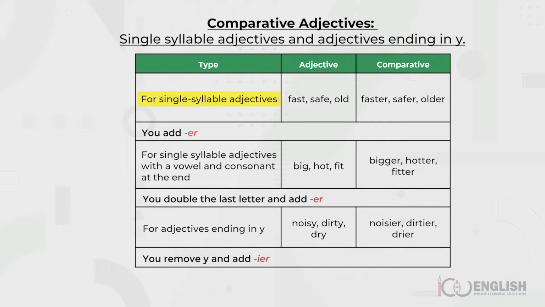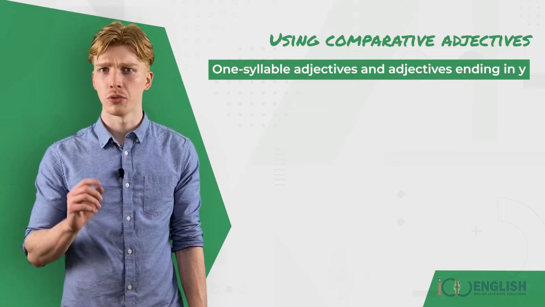For single-syllable adjectives, you add ER. For single-syllable adjectives with a vowel and a consonant at the end, you double the last letter and add ER. For adjectives ending in Y, you remove Y and add IER. Let's look at some examples.